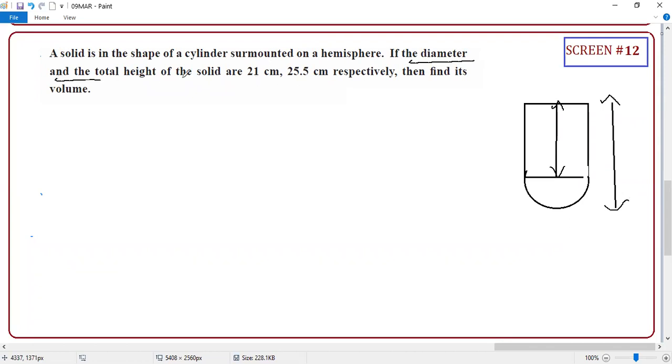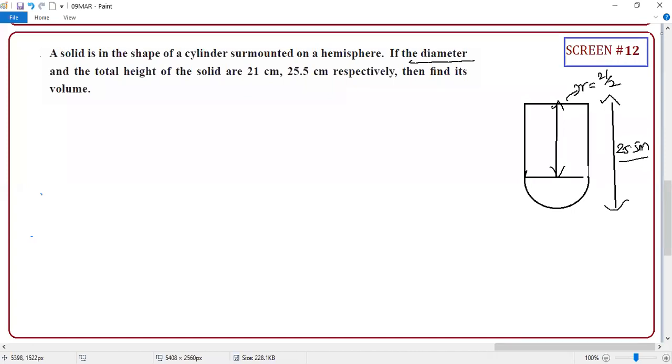Guys, the diameter is what, student? 21. So radius is what? 21 by 2. Let it be 21 by 2. Okay. And the height is, student, what is that? Entire height is what? Entire height, guys. The total height is 25.5. Don't put 25.5 here. It's wrong. They are telling total height. 25.5 meter is the total height.